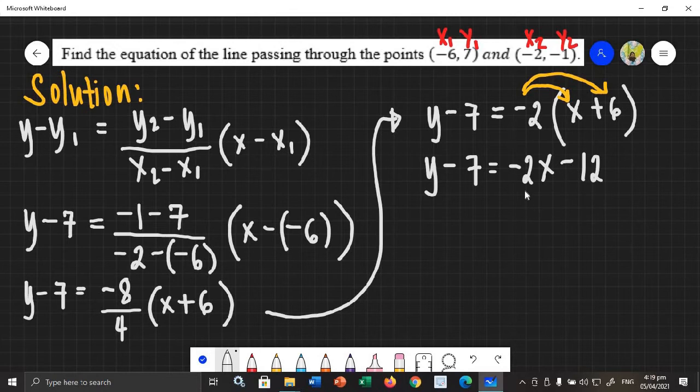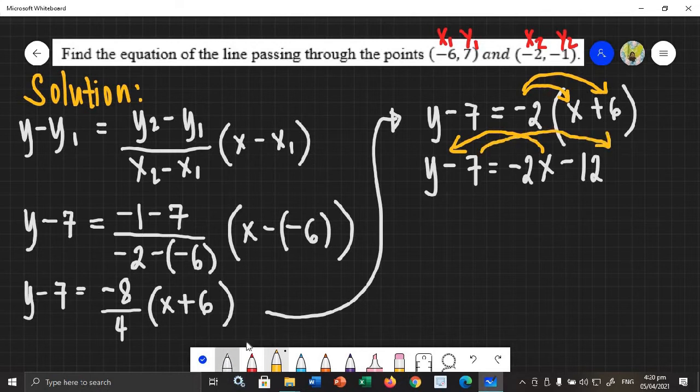Okay? And then next, kung napapansin niyo yung equation natin, we can now transform this equation into the standard form of linear equation, which is ax plus by equals c. Okay? So, using transposition method, transpose lang natin si negative 2x, yung may variable na x on the left side of the equation kasi doon dapat siya. And then, transpose natin si negative 7, yung constant, on the right side of the equation kasi doon dapat siya.